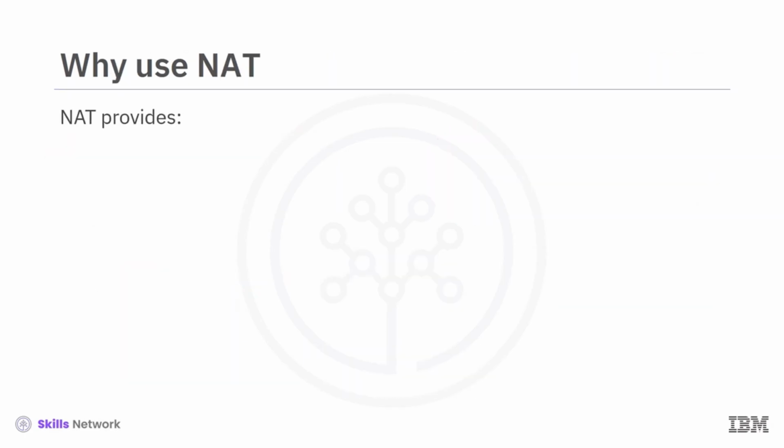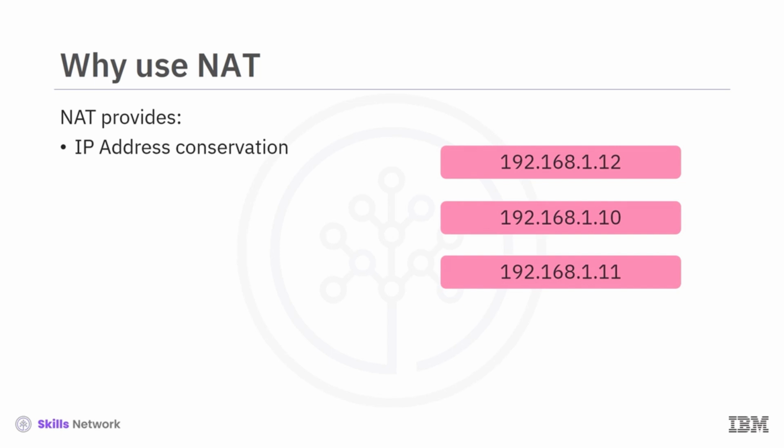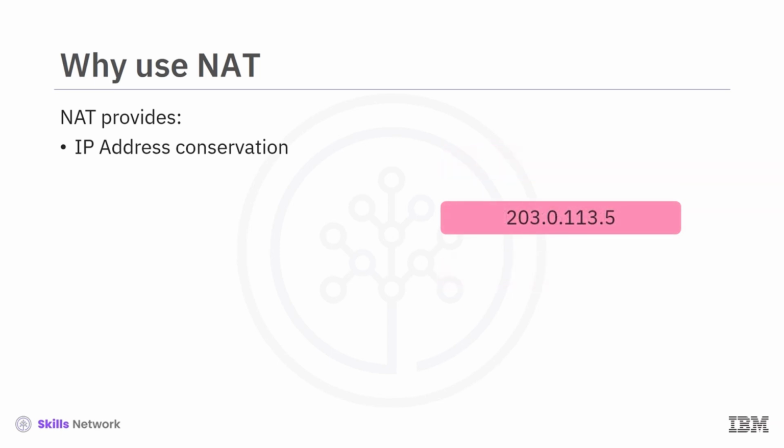NAT allows multiple devices on a local network to be mapped to a single public IP address. This IP address conservation reduces the need for a unique IP address for each device, which is particularly important given the limited availability of IPv4 addresses.